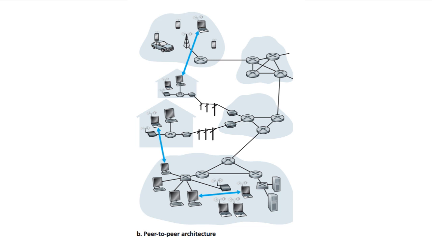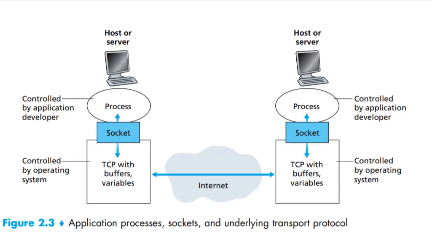Third is incentives. Figure 2.3 illustrates socket communication between two processes that communicate over the internet. The figure assumes that the underlying transport protocol used by the processes is the internet's TCP protocol. As shown in this figure, a socket is the interface between the application layer and the transport layer within a host. It is also referred to as the application programming interface between the application and the network, since the socket is the programming interface with which network applications are built.